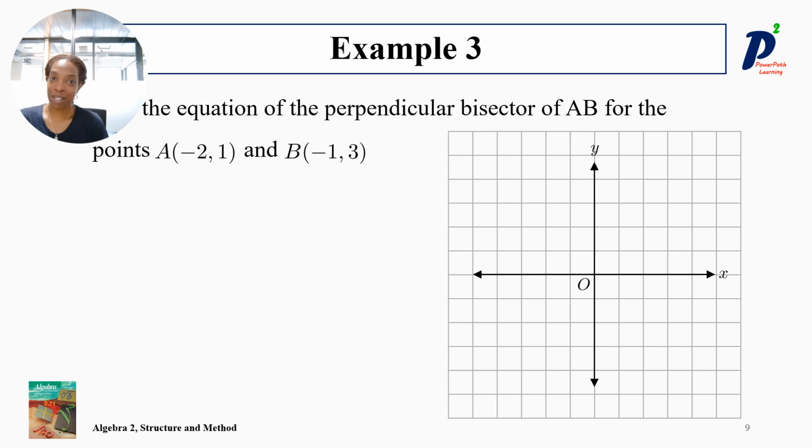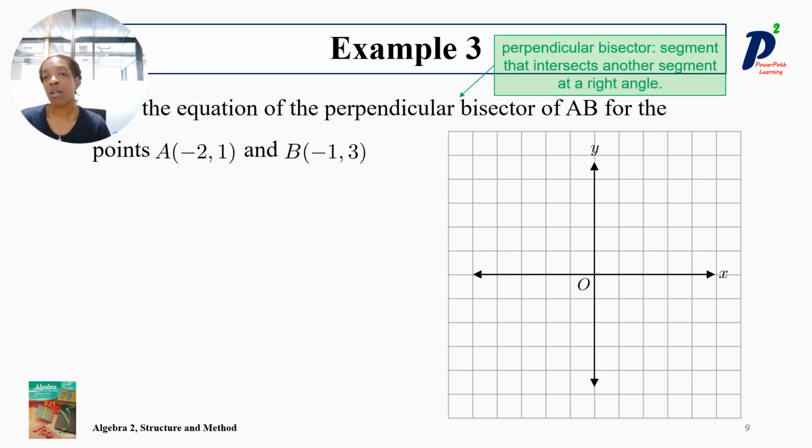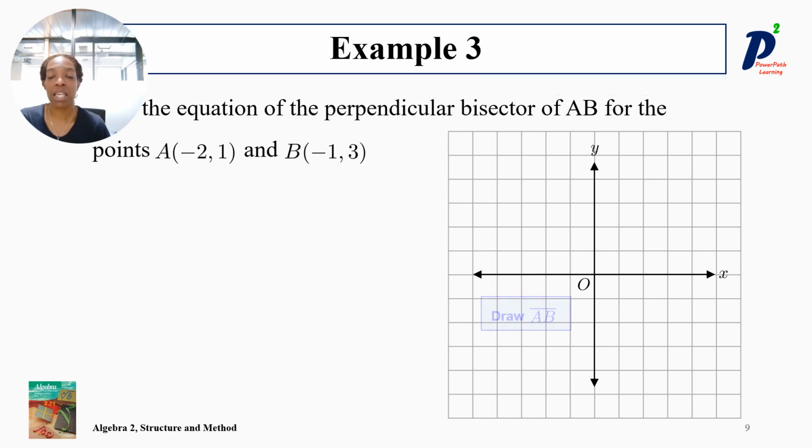In our final example, we need to find the equation of the perpendicular bisector of AB, where A is at (-2, 1) and B is at (-1, 3). So the perpendicular bisector is a segment or a line that intersects another line or segment at a right angle. So here's the plan. I'm going to find the slope of AB and find the midpoint of AB, call it M. Then I'm going to use that to find an equation of a line perpendicular to AB. Remember how we find perpendicular lines? Passing through M. So let's start by drawing AB in the coordinate plane.